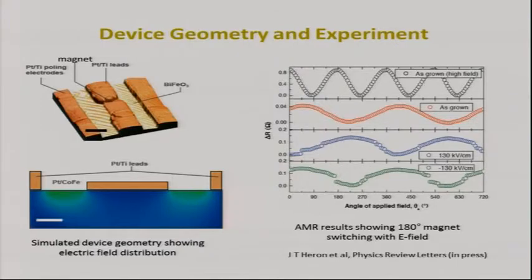What it shows is that the phase of this cosine-like behavior is an indication of the magnetization direction of the magnet. With the application of an electric field of 130 kilovolt per centimeter, the phase flips by 180 degrees, demonstrating conclusively that the magnetization of this nanomagnet flipped by 180 degrees. So we actually have this working.